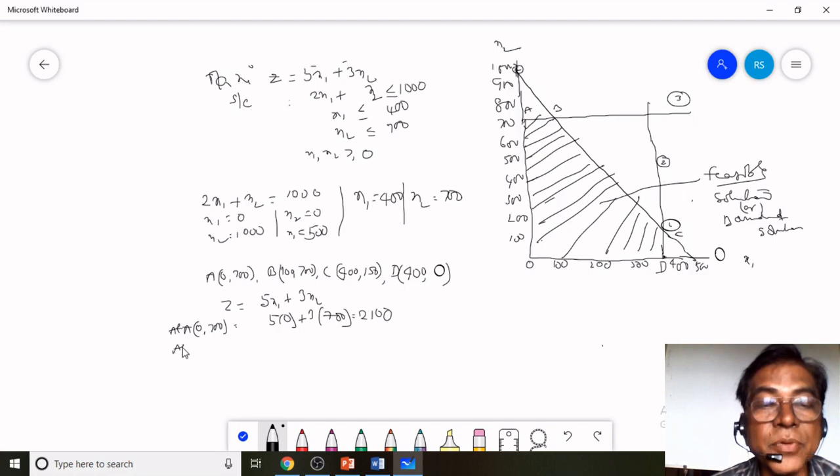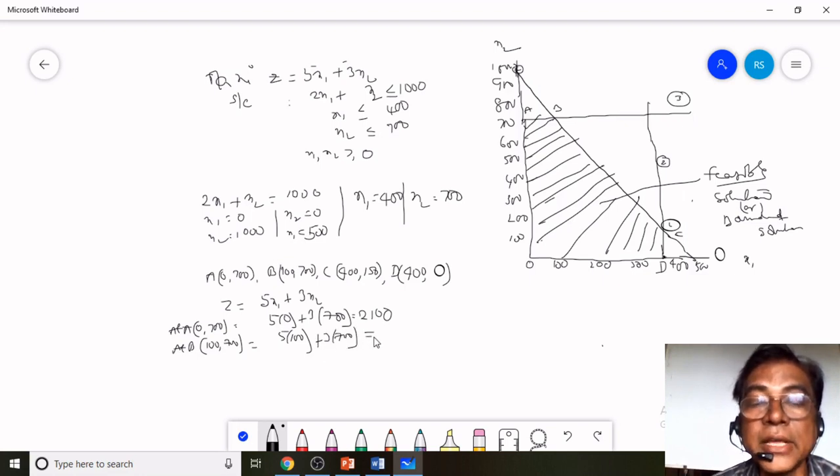At B, same procedure. Already you know the B value. B is equal to 100, comma 700. So that is 5 into 100 plus 3 into 700. So 500 plus 2100, that is equal to 2600.